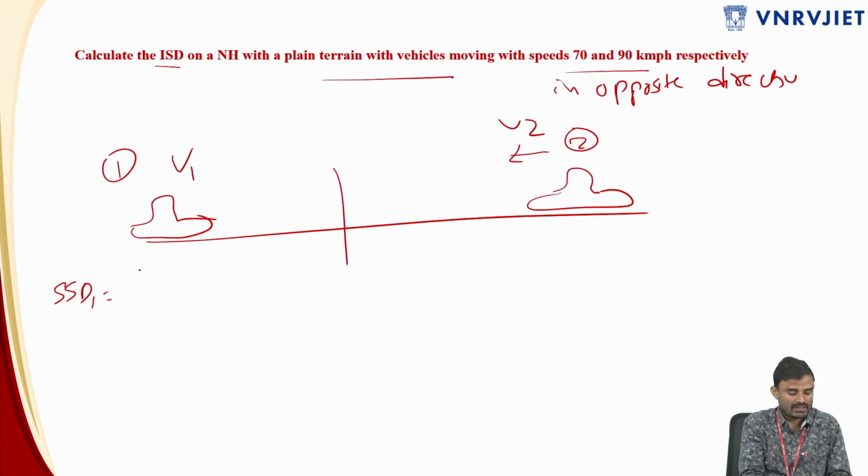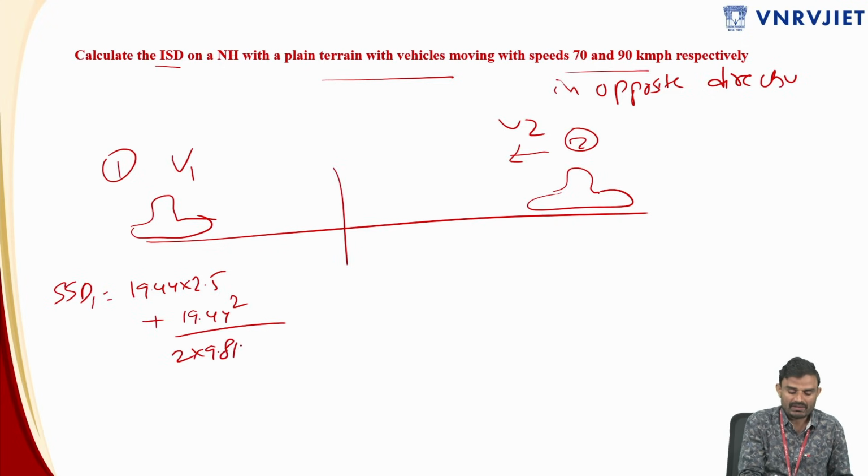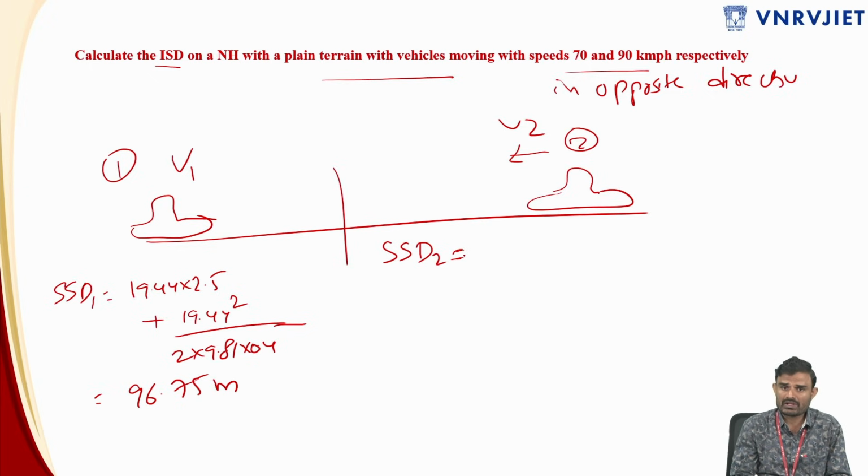Therefore SHD for vehicle 1, SHD1, is equal to VT plus V squared divided by 2gf. You have to convert 70 kmph to meters per second, which is 19.44, multiplied by 2.5, which is the lag distance, plus 19.44 squared divided by 2 into 9.81 multiplied by f. If the speed is less than 70 kmph, we take the longitudinal coefficient of friction as 0.4. So you get the stopping sight distance as 96.75 meters.